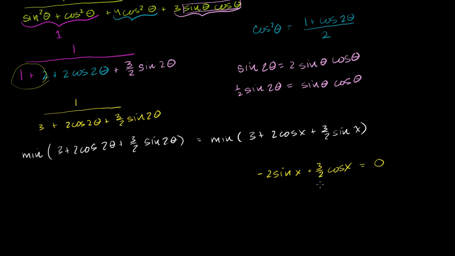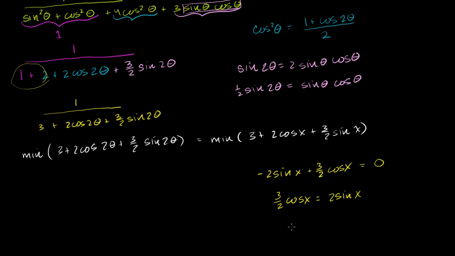We want to find where the slope is 0, because that's either going to be a maximum or a minimum point. And let's see, we could add 2 sine of x to both sides. So we get 3/2 cosine of x is equal to 2 sine of x.